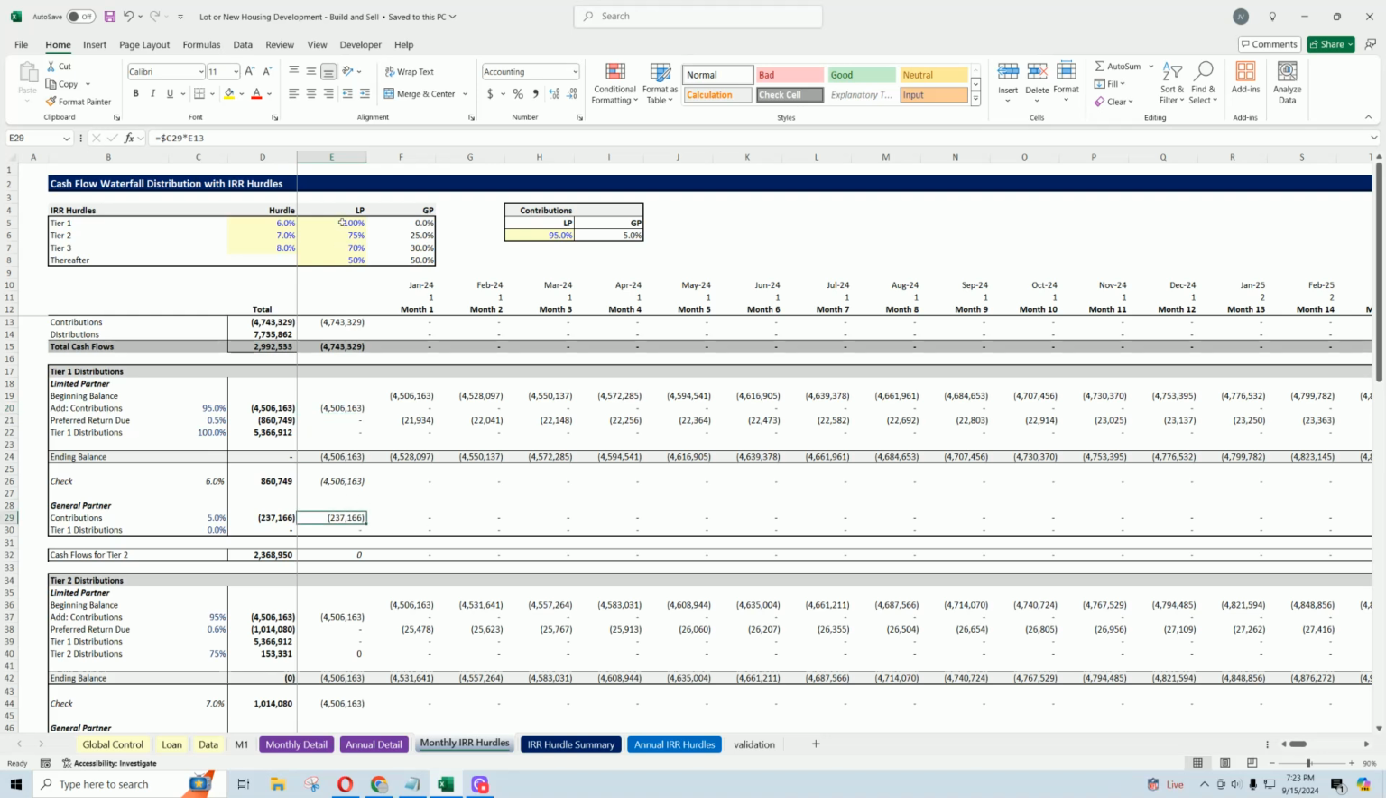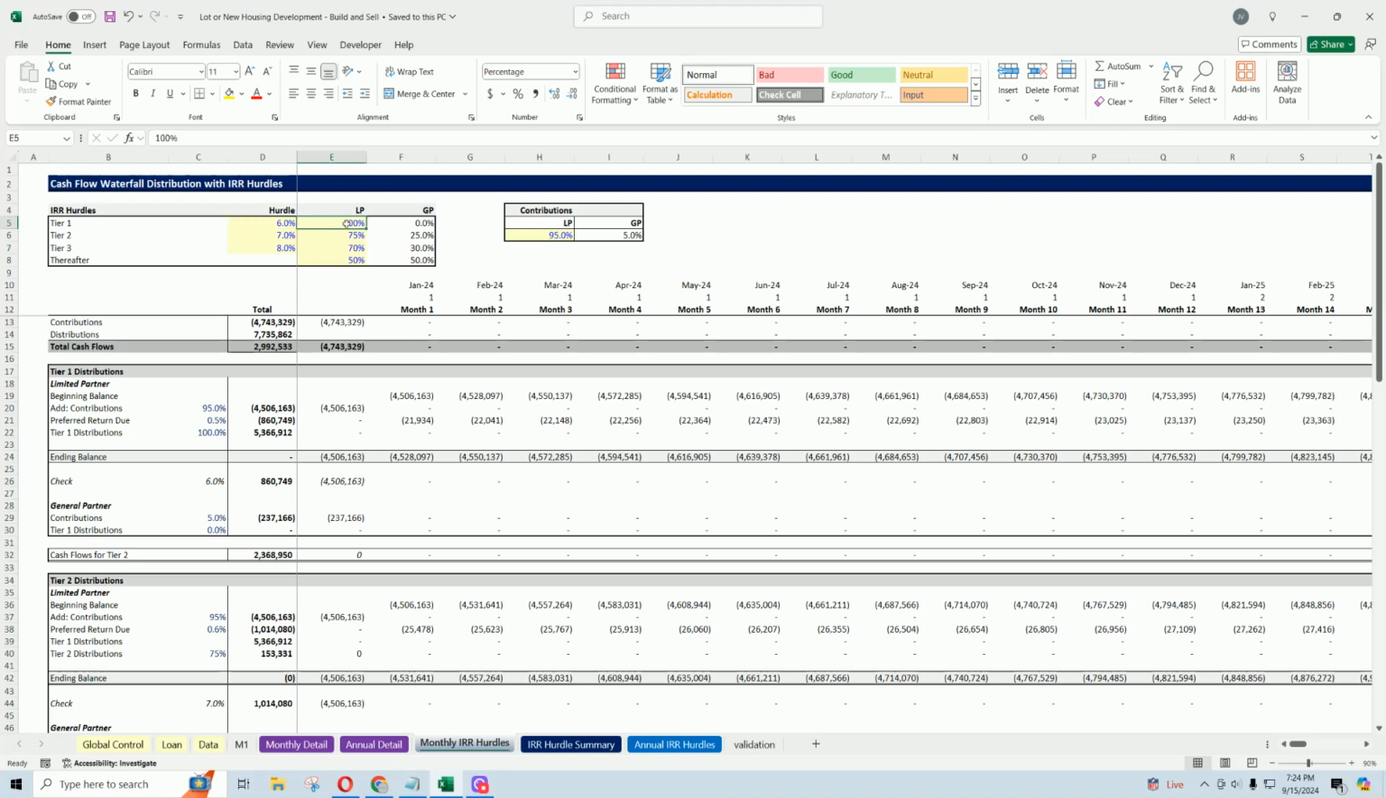And then based on the total return to the LP, we're doing hurdles. So I put in 100% for the LP, 0% for the GP up until a 6% internal rate of return has been achieved by the LP. Now, IRR is not a simple preferred return. That means they've gotten all their money back plus a compounded 6% return.